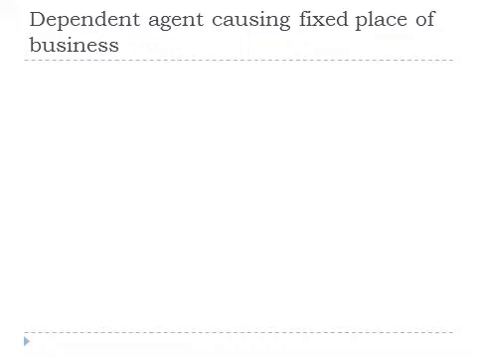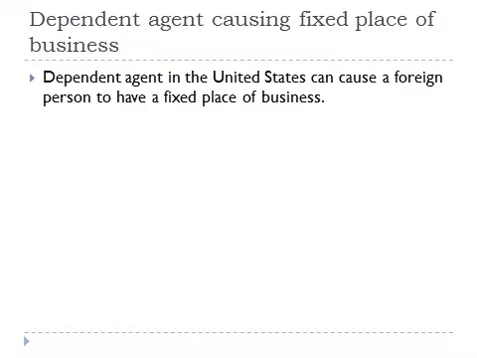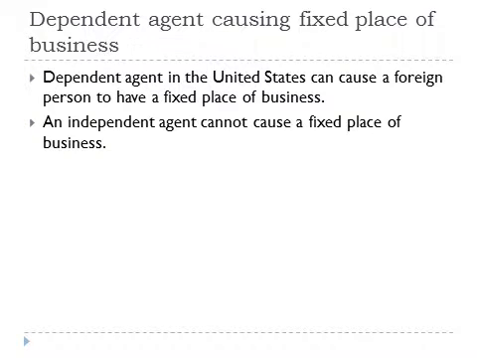A dependent agent in the United States can cause a foreign person to have a fixed place of business. In applying the provisions of both Section 864C4B and Section 865E2, a dependent agent in the United States can cause a foreign person to have a fixed place of business. The terms dependent and independent agents are defined in the regulations. An independent agent will not cause a fixed place of business.